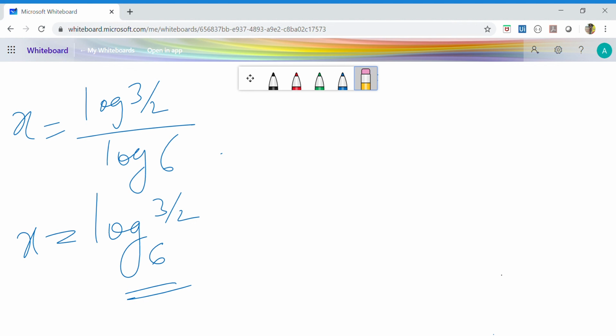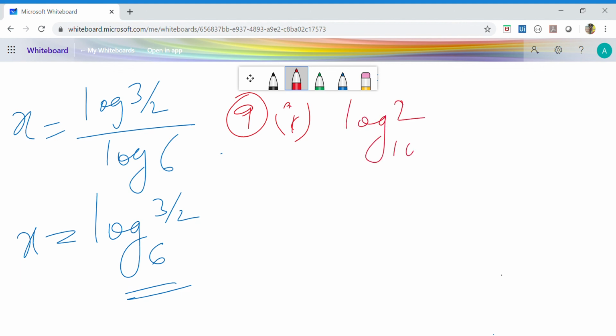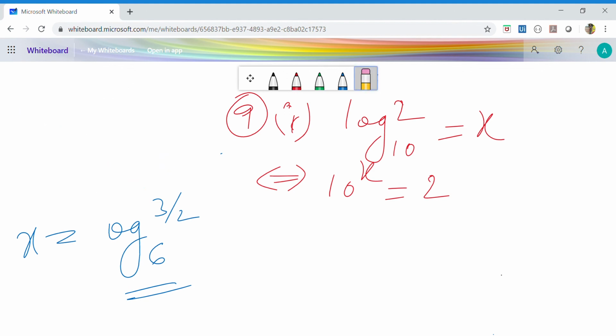Next question is the ninth one. Ninth question, first bit. Log 2 is rational or irrational? Justify your answer. Common logarithms are to the base 10. Log 2 is equal to x we can take, and if it is the logarithmic form, its exponential form becomes 10 to the power of x is equal to 2. For any value of x, 10 to the power of x does not equal 2.